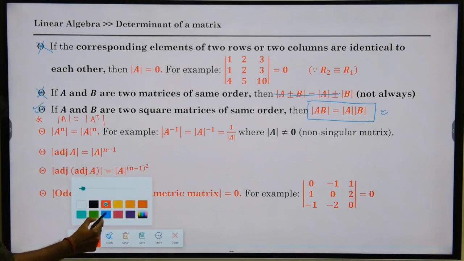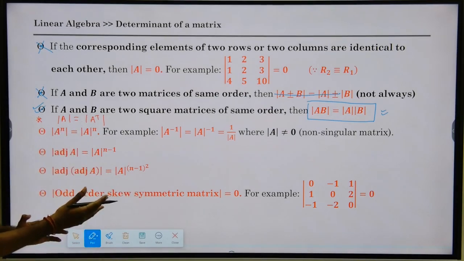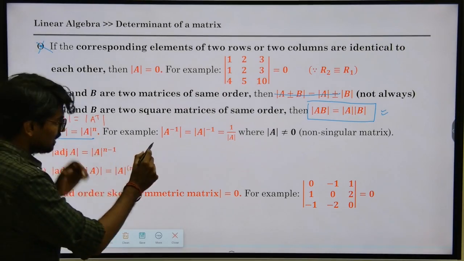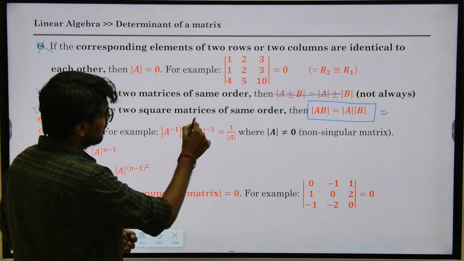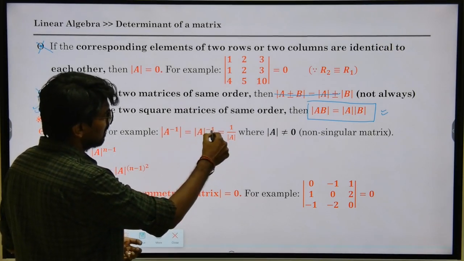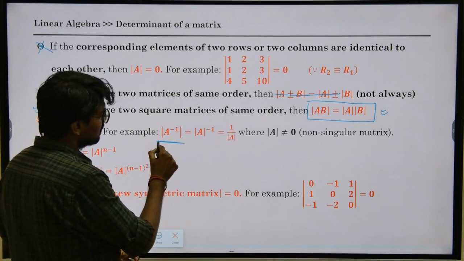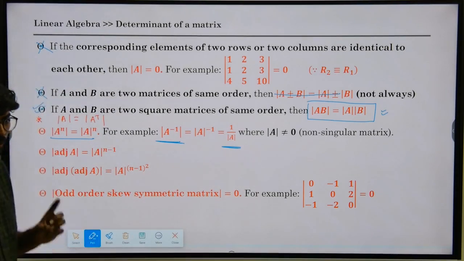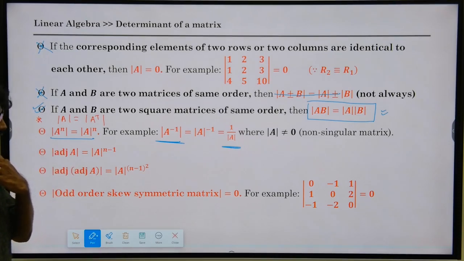The next one, from here it is straightforward properties. Determinant of A power n will be equal to determinant of A whole power n. Okay, that's a straightforward one. So from this I can do one thing, A inverse, and if I try to find out determinant of A inverse, the minus can be taken outside, so determinant of A whole power minus 1, that will be equal to 1 by determinant of A. So for A inverse, my determinant will be equal to 1 by determinant of A, provided my determinant of A is not equal to 0. It's a non-singular matrix. Okay, this one is important.